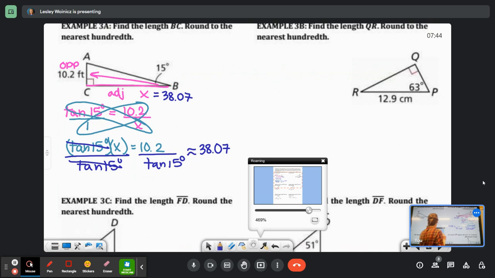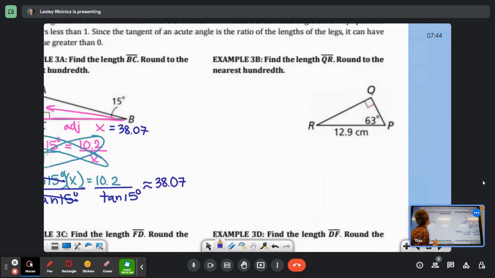All right, let's try another one. Looking at this, we have to find QR. Let's make that our x. Oh, we have to round to the nearest hundredth. Okay, so this x compared to our angle of 63 degrees, that is the opposite. And the 12.9 is the hypotenuse side. So the ratio that uses opposite over hypotenuse is sine.